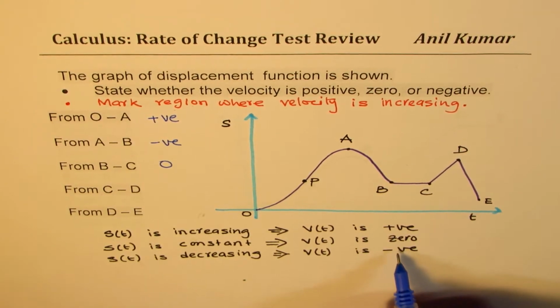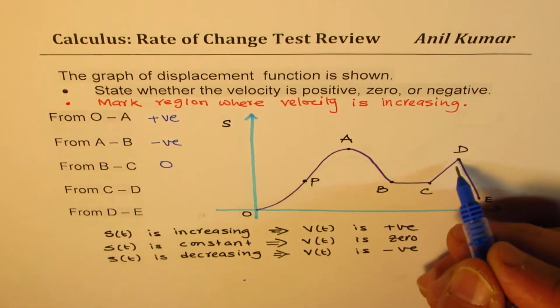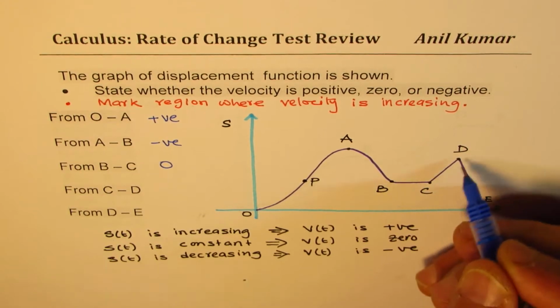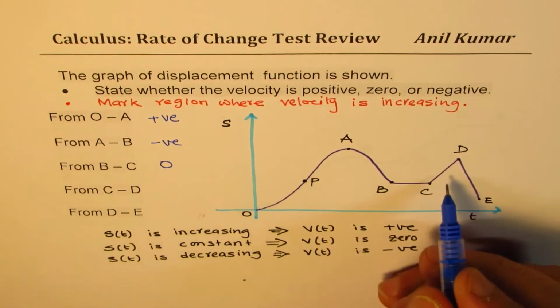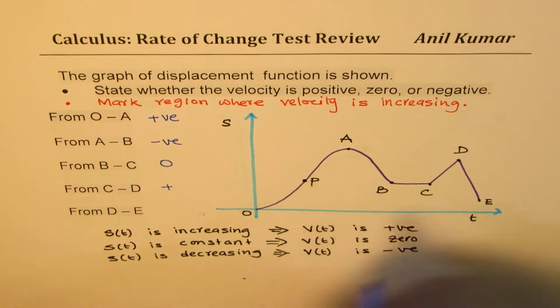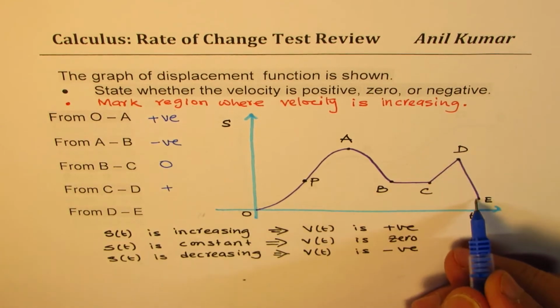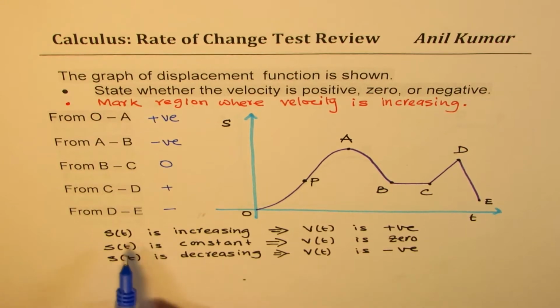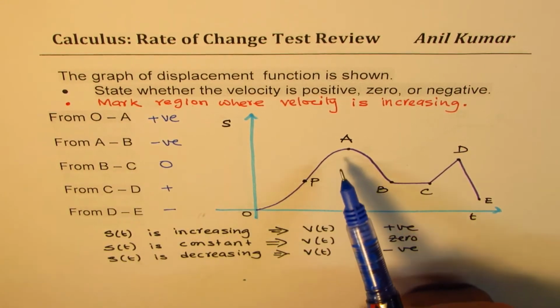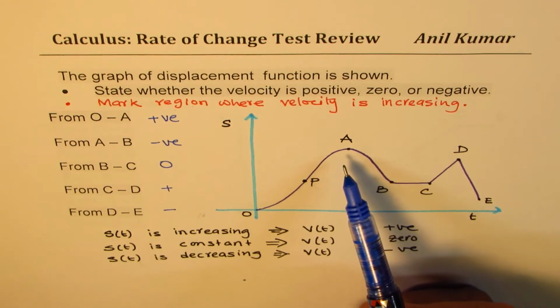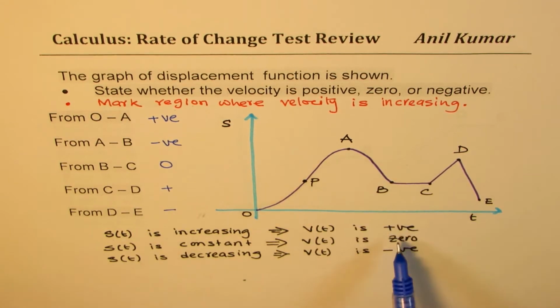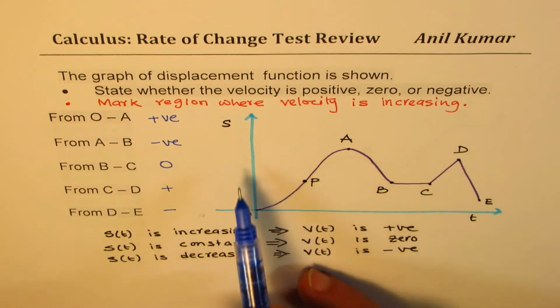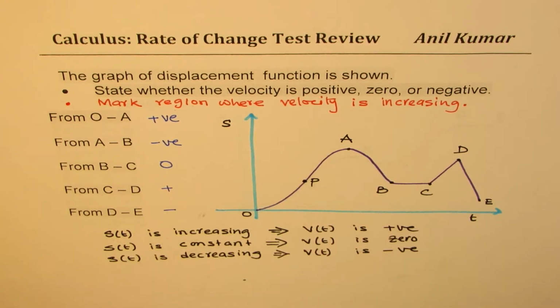Now, if you draw a slope, tangent line, it has a positive slope. We'll look into that also. But increasing means positive, and there the displacement is decreasing, so negative. So that is a very easy way. If distance is increasing, then velocity is positive. Especially when you are given everything positive, this works.